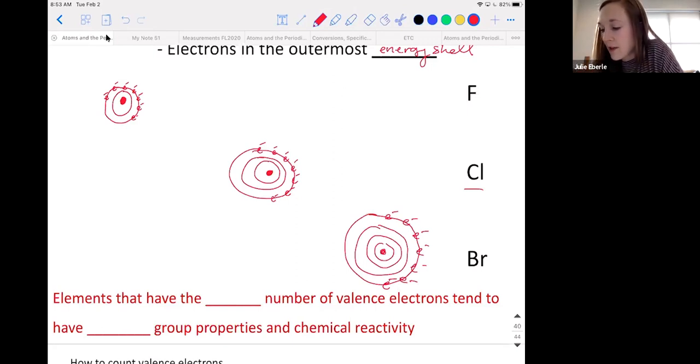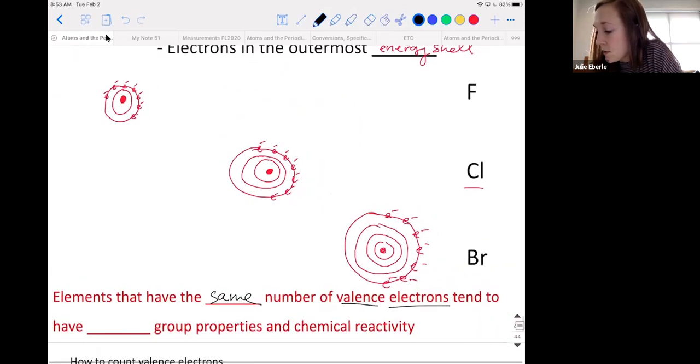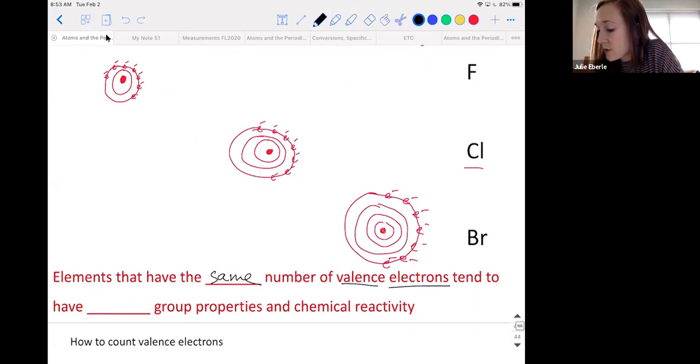So what that means, what they found, what we just saw here, is that elements that have the same number of valence electrons. There are other electrons in the atom. Okay, we are only talking about the valence. There are also going to be electrons on these inner circles, but I'm not talking about those right now. I just want you to focus on the valence. So elements that have the same number of valence electrons tend to have similar group properties and chemical reactivity.